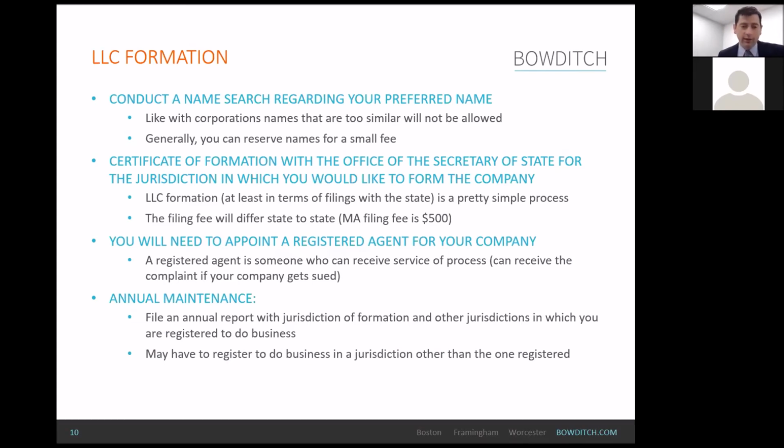And it could be the other states in which you're doing business. So if your company is a Massachusetts LLC that owns real estate in, say, New Hampshire, you're likely having to qualify to do business in New Hampshire, and that might entail a fee there. If you have just a salesperson in another state, it might be a closer call if you don't own real estate, but that's something to keep in mind.